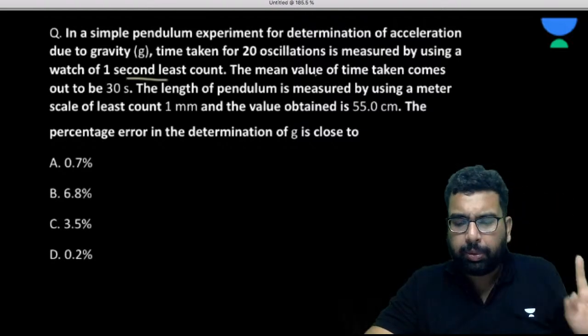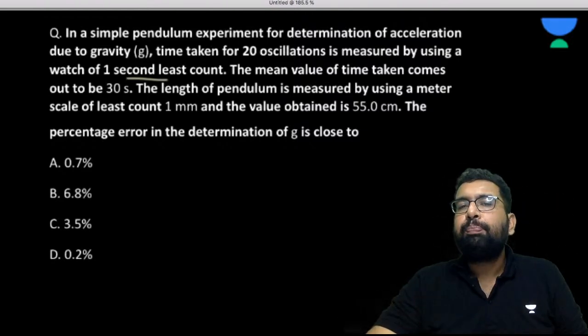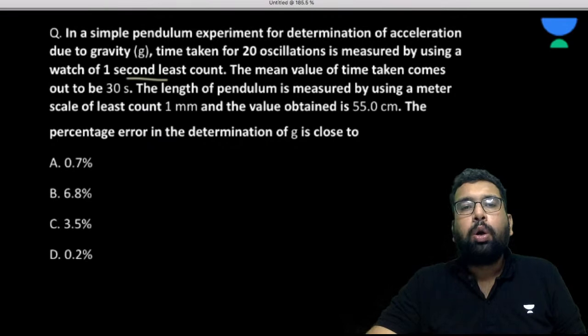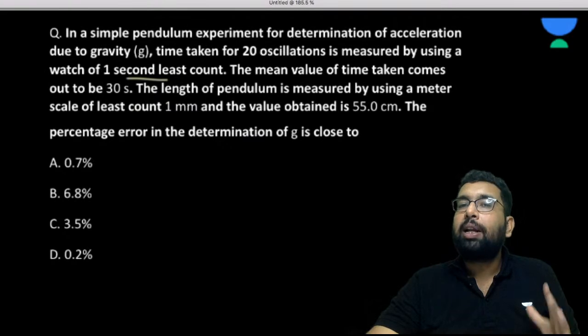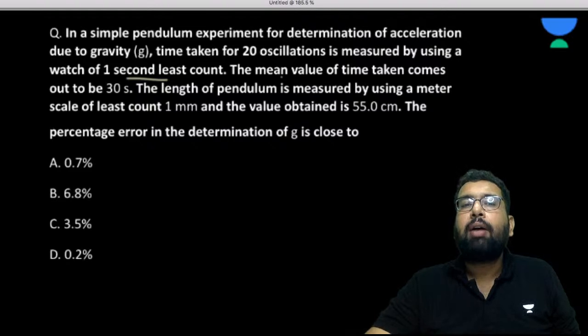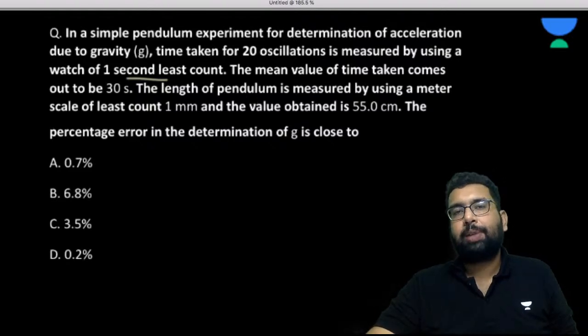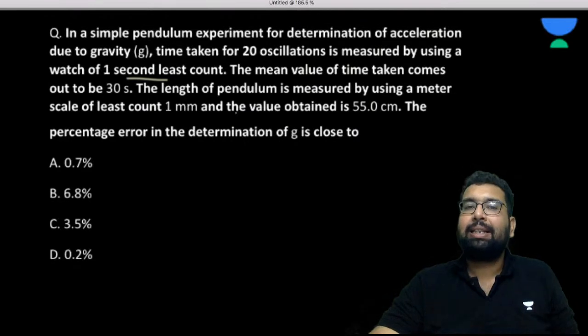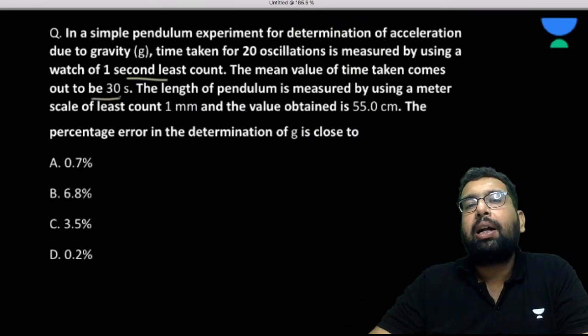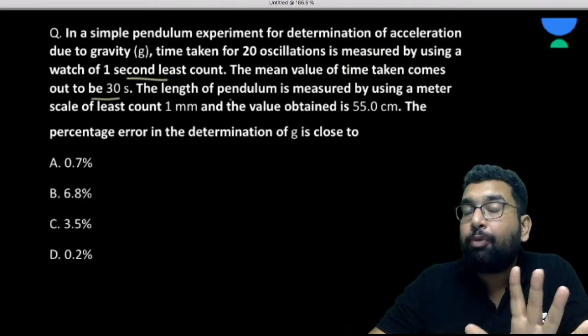Now please listen to me very carefully. In a simple pendulum experiment for determination of acceleration due to gravity, you might have done the simple pendulum experiment in your 11th laboratory. Here the time taken for 20 oscillations is measured by using a watch of 1 second least count. Let's first read the question. The mean value of time taken comes out to be 30 seconds. We'll have to understand what is given here.